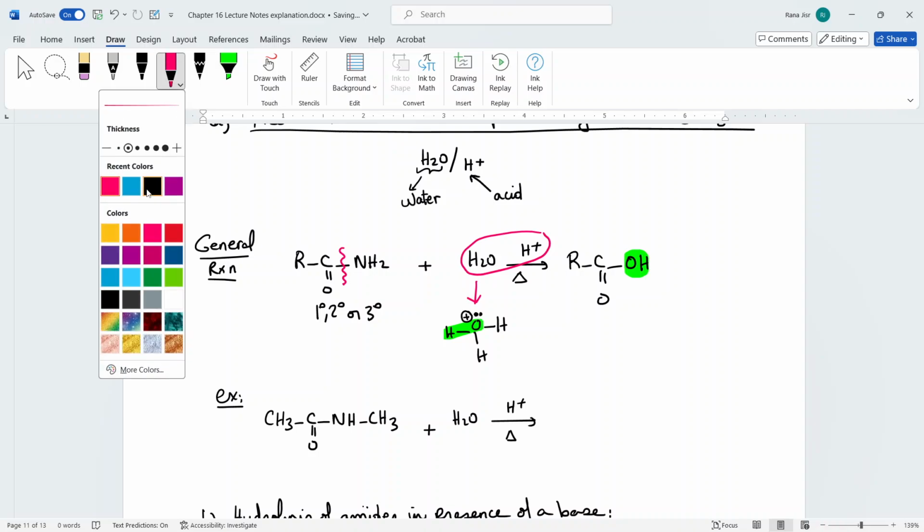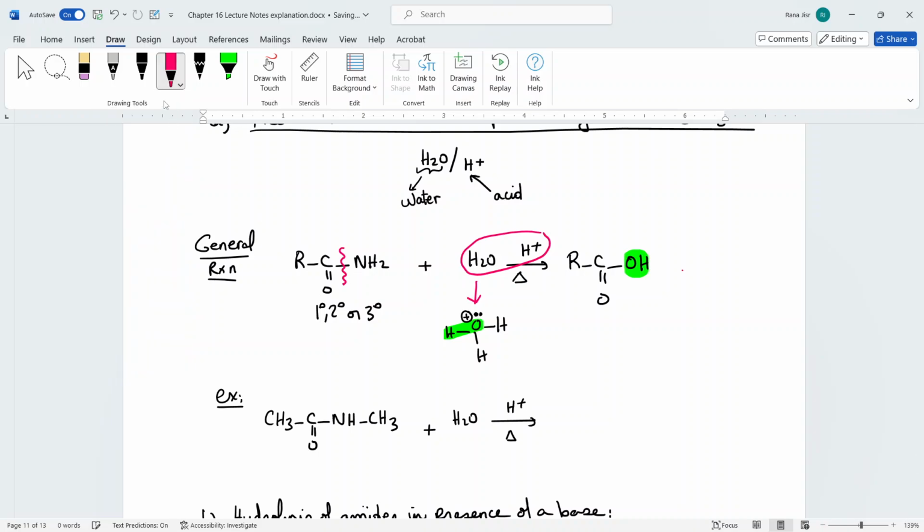Plus, whatever is left over from the hydronium ion is now going to add to the NH2. So I already have NH2 here, and I do have my two hydrogens that are left over. See those two hydrogens in here? Those two hydrogens are going to come and add over here. So let's go ahead and highlight them with the same color, and you're going to end up having a positive charge on the nitrogen in there. So your product ends up being a carboxylic acid.